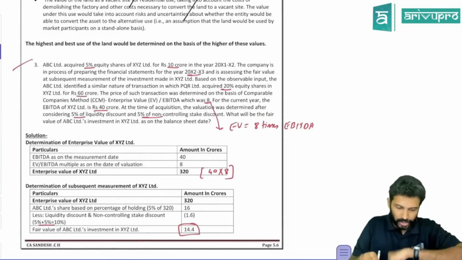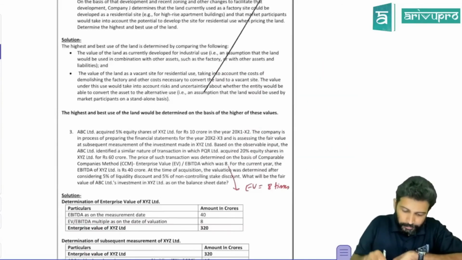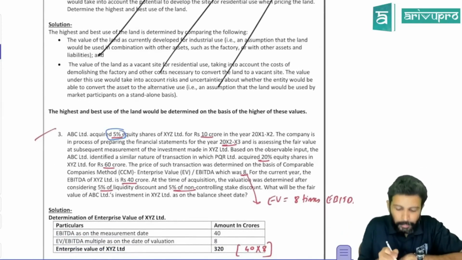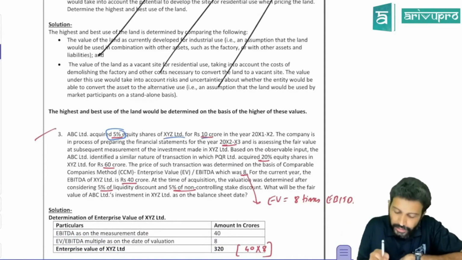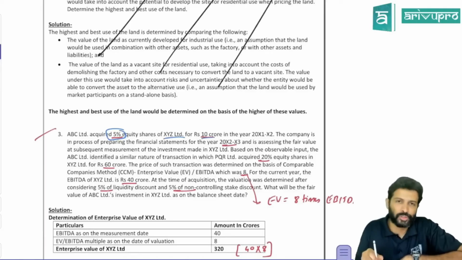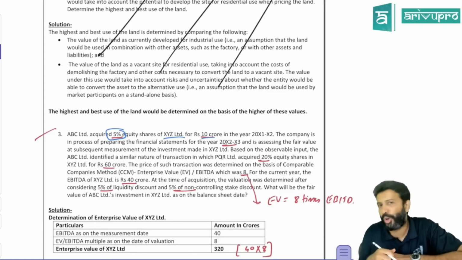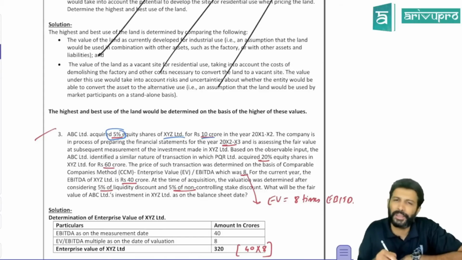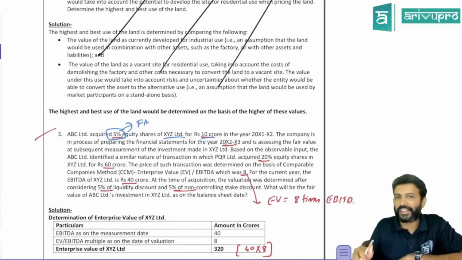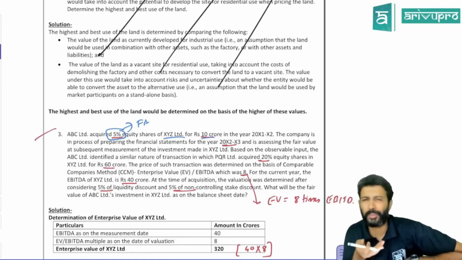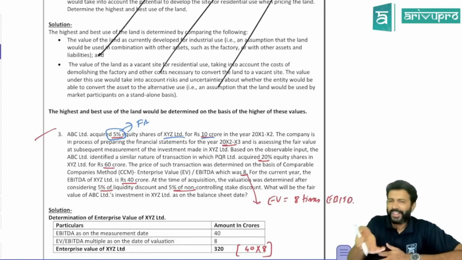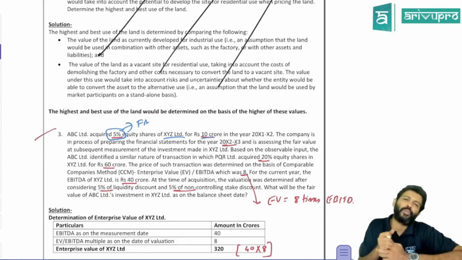I think we have a couple of questions. Let's run through them. ABC acquired 5% equity shares of XYZ for 10 crore rupees in the year 20X1-X2. Okay, 5%. We don't get significant influence, we don't get control, no joint control. That means this is your normal investment, a normal financial asset. If you purchase equity instruments of another entity, it's a financial asset. You will measure this financial asset at what? Probably, for equity instruments, you'll go for the FVTPL method.